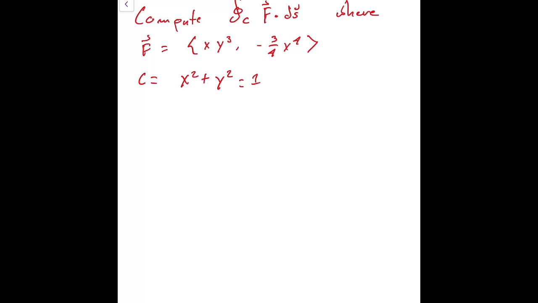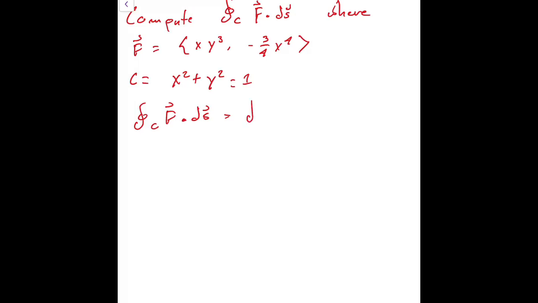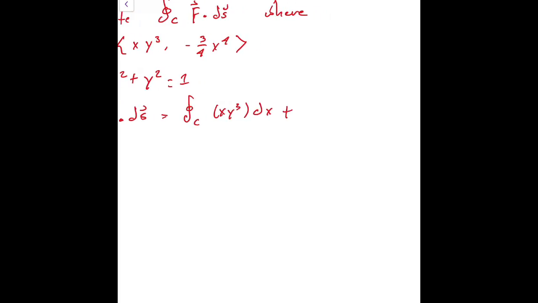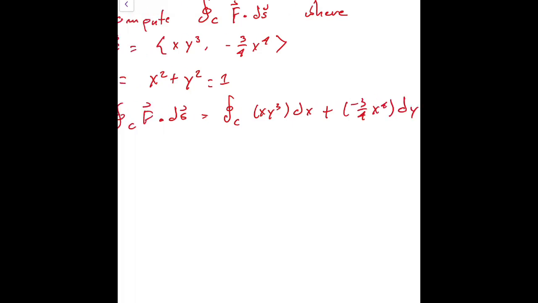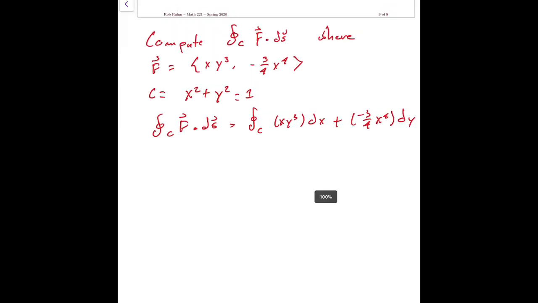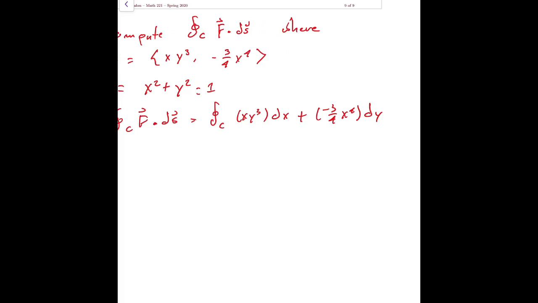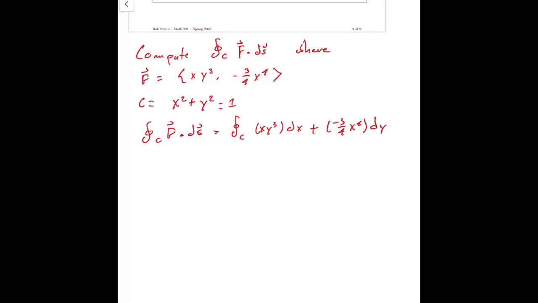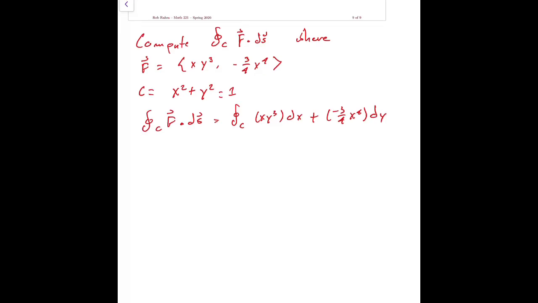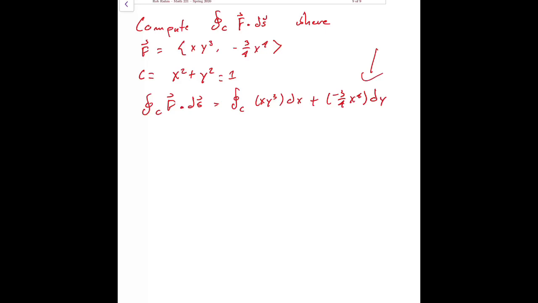So remember that another notation for this f dotted with ds is just going to be equal to the integral over c of xy cubed dx plus minus 3/4 x to the power 4 dy. Those two things just mean the exact same thing. That's what this thing here means when we have the dx and the dy. Okay, that was back when we talked about line integrals. So now we want to use Green's theorem to compute this, which is the same as that.